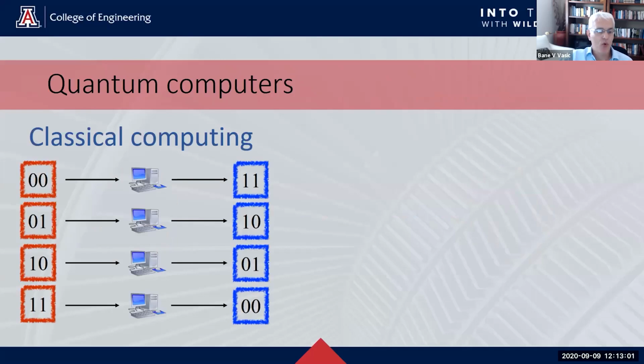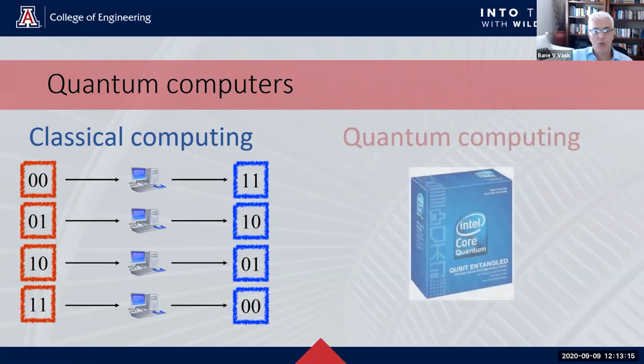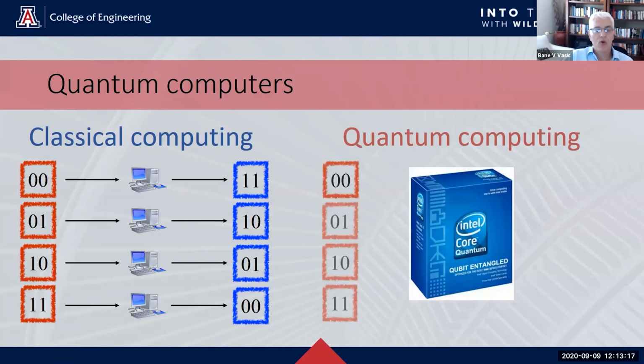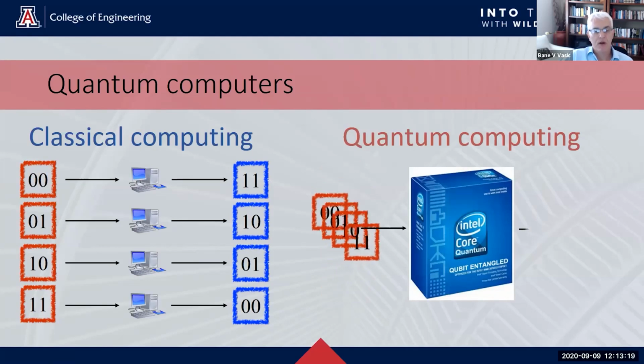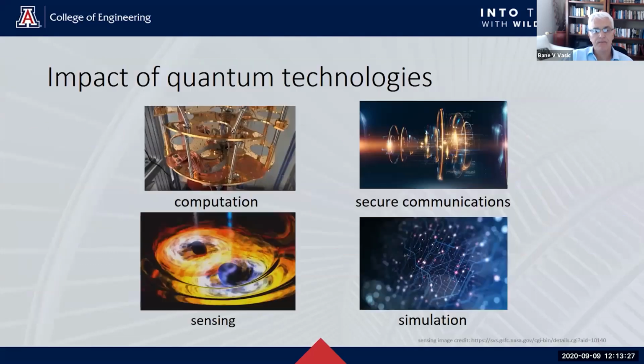Now, instead of computing very simple functions, let's say inverting bits, and using, let's say, 4 computers for different arguments, what you would do in a quantum computer is combine all these inputs in one and then run it on the algorithm, and you get the answer immediately.